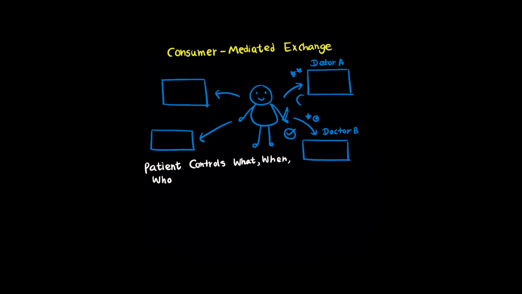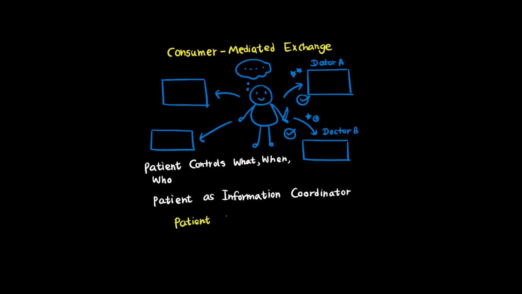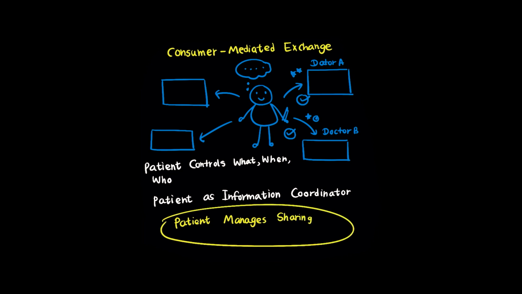A patient seeing a specialist can grant access to specific records from their primary care doctor. They can share mental health records with their cardiologist if medications might interact. They can prevent certain sensitive information from being shared while allowing other data to flow. This isn't just about privacy, it's about patient empowerment. Patients often know connections between their conditions that providers might miss. They understand their full health story across all providers. Consumer-mediated exchange recognizes that patients are the only constant in their fragmented care.